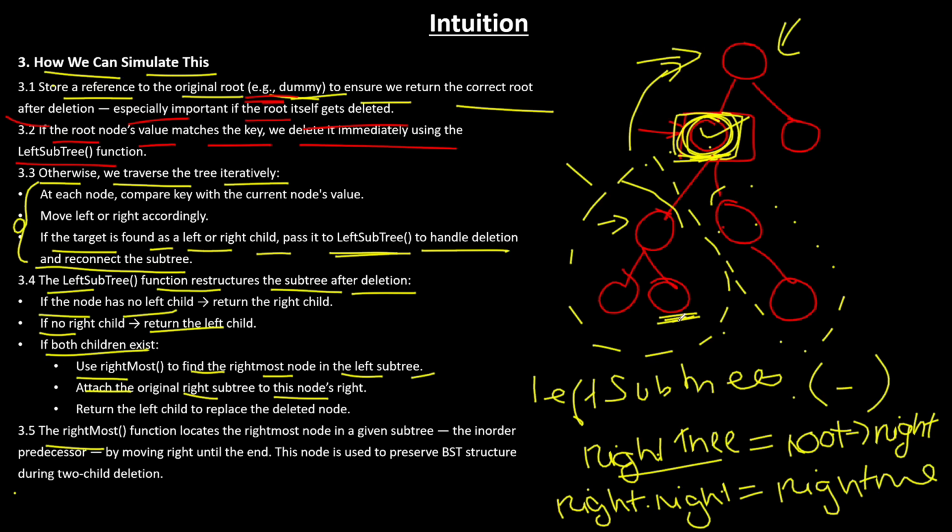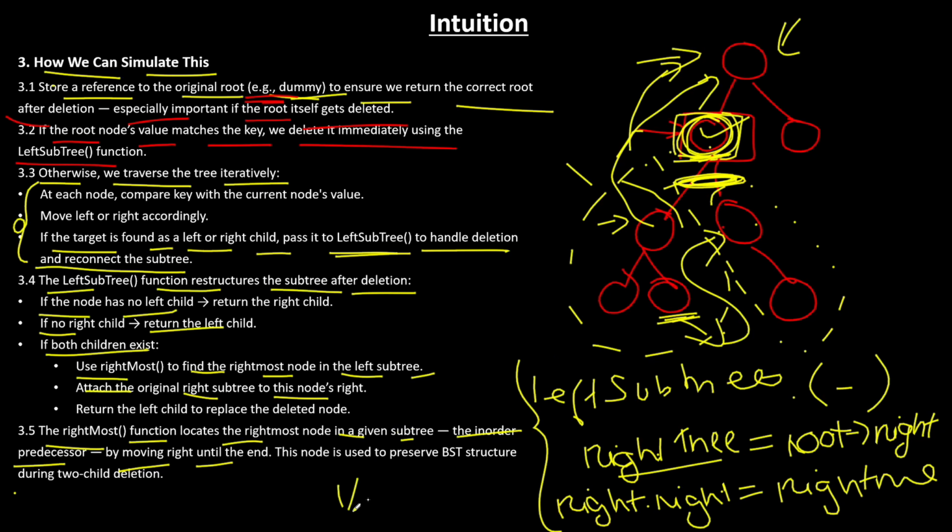This way, if you're standing here, the right pointer will point to this particular node. This way, all the connections will get removed from here. And this left subtree will return this root left to this particular parent. If we take the left node, that's not an issue. This node is used to preserve BST structure during two child deletion. So this is how we will try to simulate. I will explain this in the approach part much more clearly.